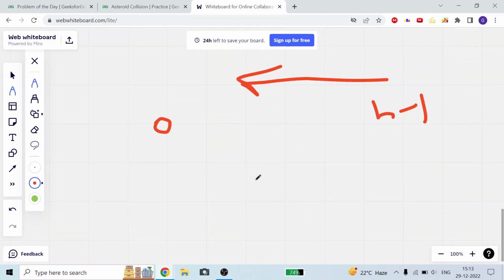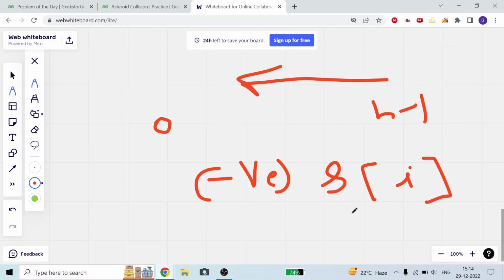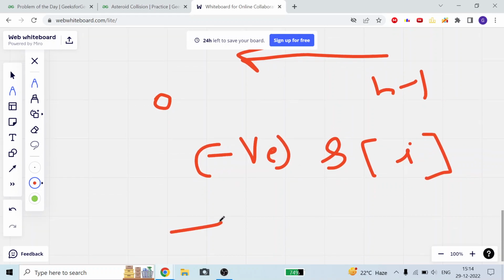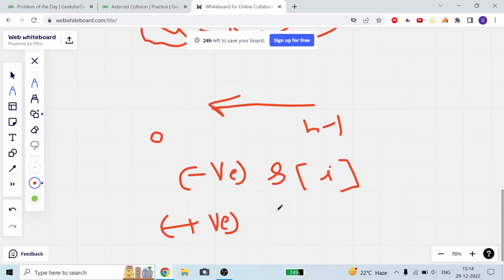And what we will do: if my current asteroid value is negative, if my current element is negative, then we will take a stack and push back that particular asteroid index at my i. This stack will contain that particular ith element. Now if my element is positive, it is a basic thing that all the minus elements are going to collide with this element.